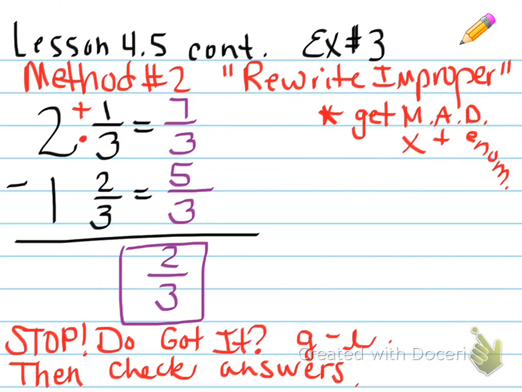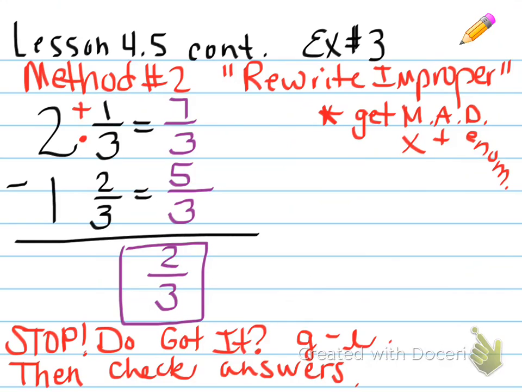Okay, now this is example 3, the same question, but this is method 2, a way that you could rewrite and use improper fractions instead of renaming and borrowing. So with this method, you would need to remember how to get mad with mixed numbers. And just a reminder in red off to the side, that means you would multiply, then add, and keep the denominator. So in red, I showed you 3 times 2 is 6, and 6 plus 1 is 7.